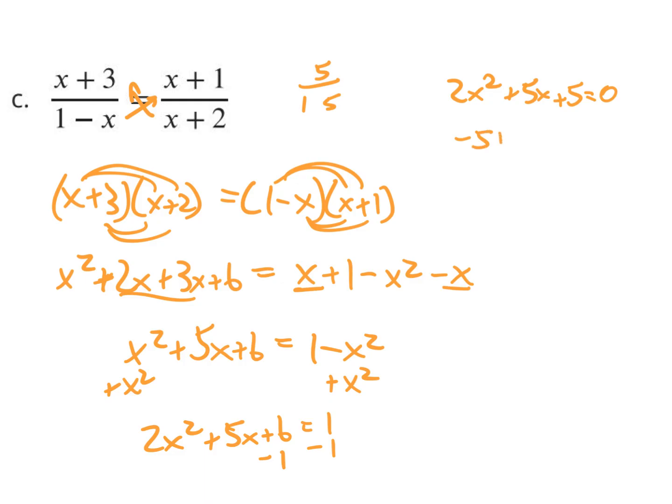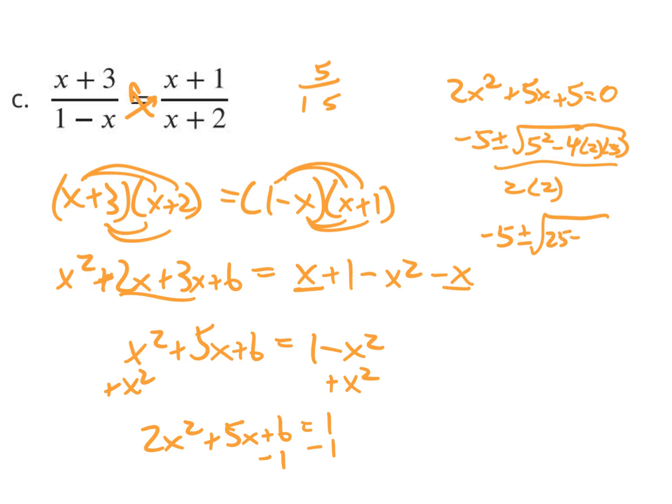Negative 5 plus or minus the square root of 5 squared minus 4 times 2 times 5, all over 2 times 2, gives me negative 5 plus or minus the square root of 25 minus 8 times 5, which is 40. This is going to be negative. This is no solutions here. So we don't get real numbers out of this one. This has no solutions. All right.